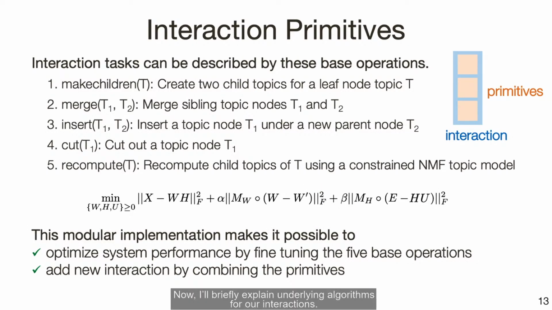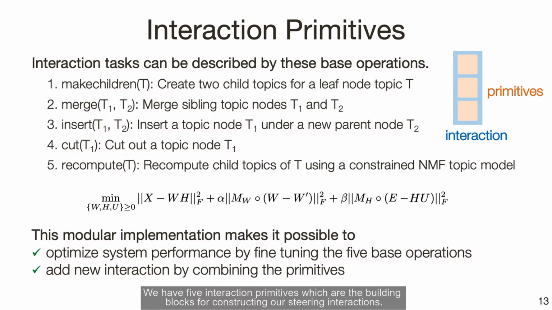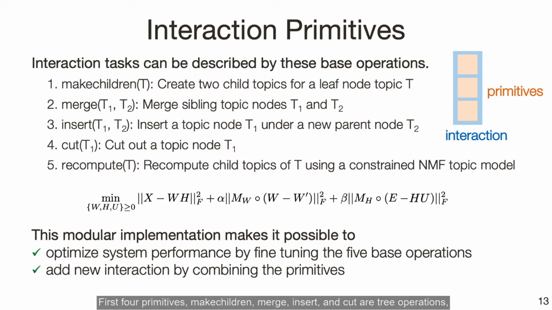Now, I'll briefly explain the underlying algorithms for our interactions. We have 5 interaction primitives, which are the building blocks for constructing our steering interactions. First, for primitives, make children, merge, insert, and cut are 3 operations, and the last primitive, recompute, is a topic refinement operation utilizing a constrained NMF topic model.